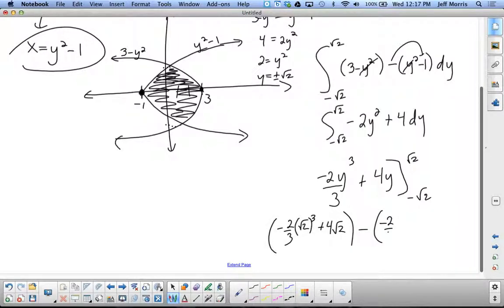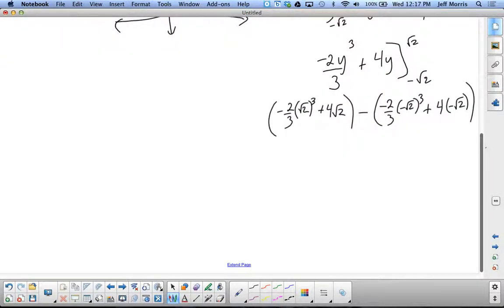So we have negative 2/3 times negative root 2 to the third plus 4 times negative root 2. Right? This right here, what's root 2 cubed? 2 root 2. 2 root 2, thank you. What's 2 root 2 times a negative 2? Negative 4 root 2.